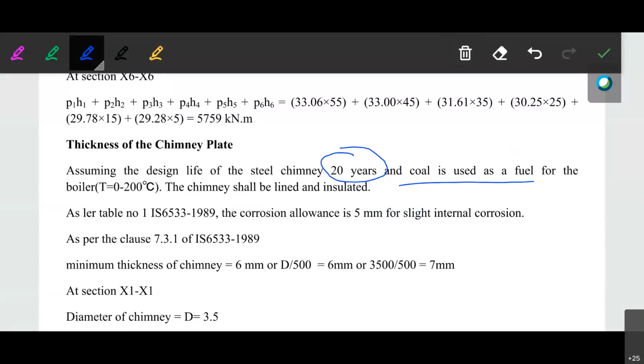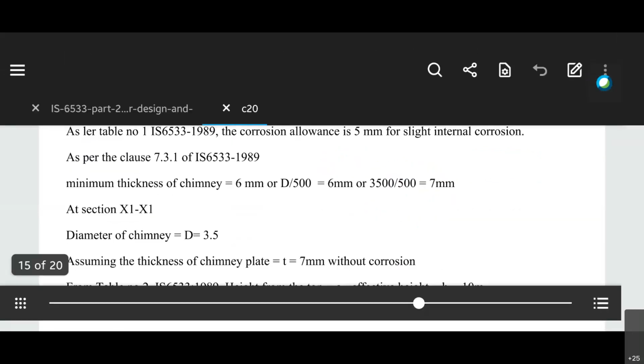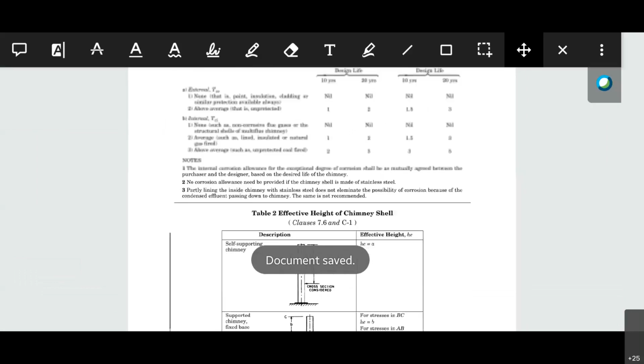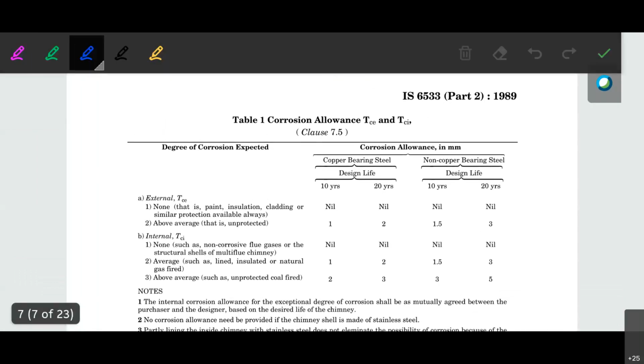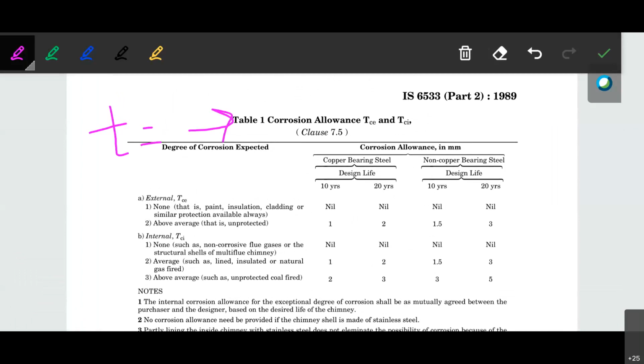Okay, now what exactly does this mean? Okay, the 20 years lifespan of that particular chimney and coal as fuel, where do we use them? Okay, now that particular calculation will be required in deciding the corrosion allowance for that particular chimney. Okay, the particular thickness we will calculate for the chimney will be for the stresses due to the wind load.